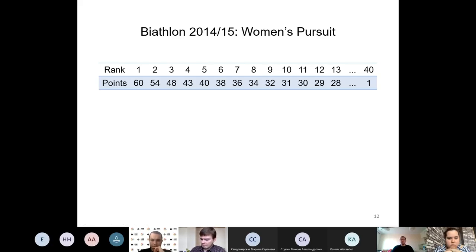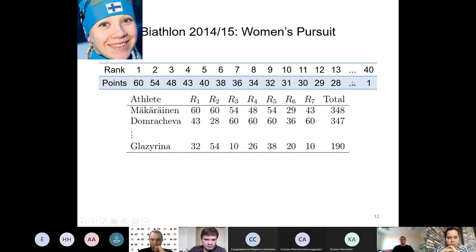Consider a real example. So in biathlon, in season 14-15, there were women's pursuit races. There were actually 7 races. And in that season, Kaisa Makarainen won the title. The scoring vector they used was 60 points for first positions, 54 points for second positions, 48 for third, and so on. It is on the slide. And her total points were 1 more than Domracheva's total points. So Glazirina was not a real contender.